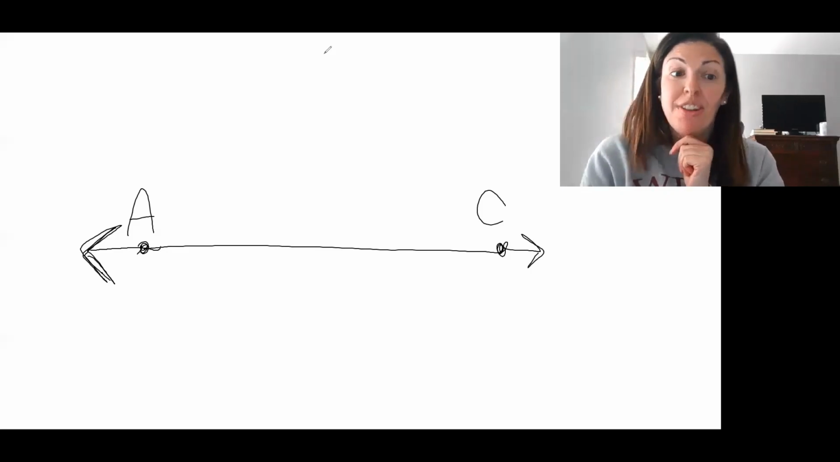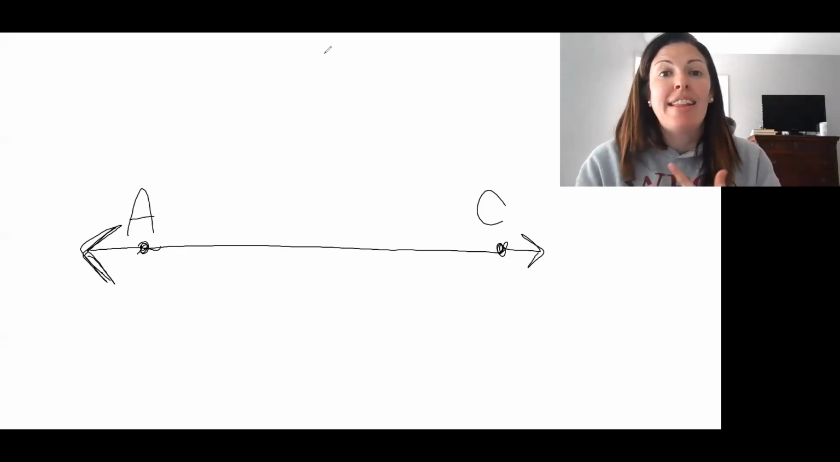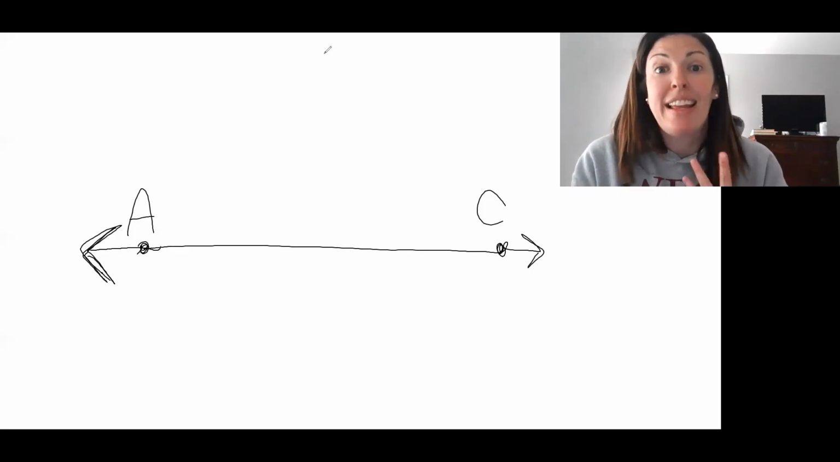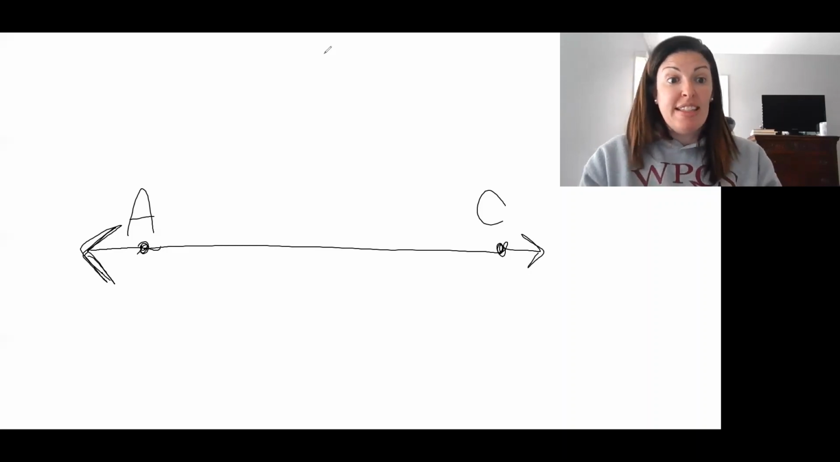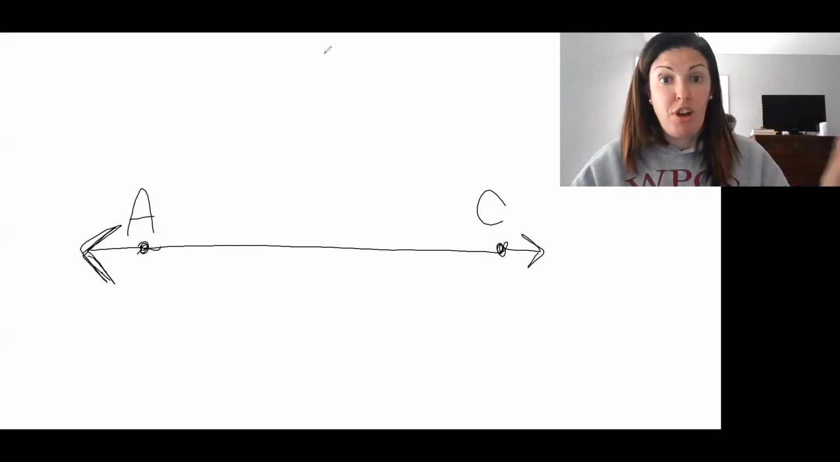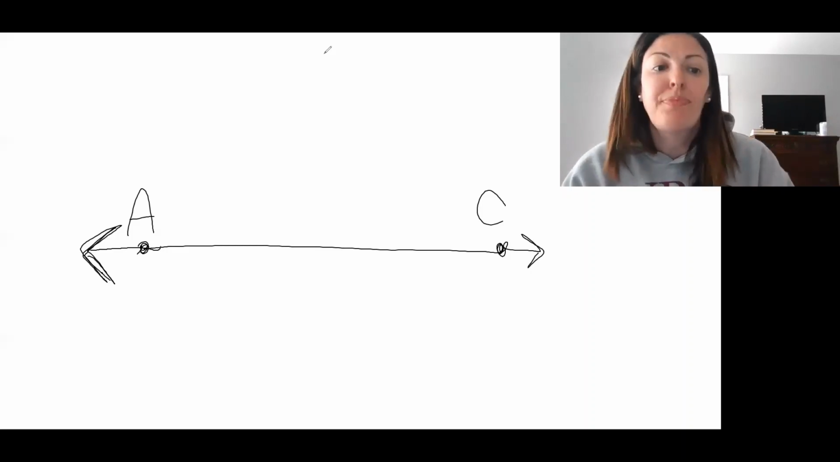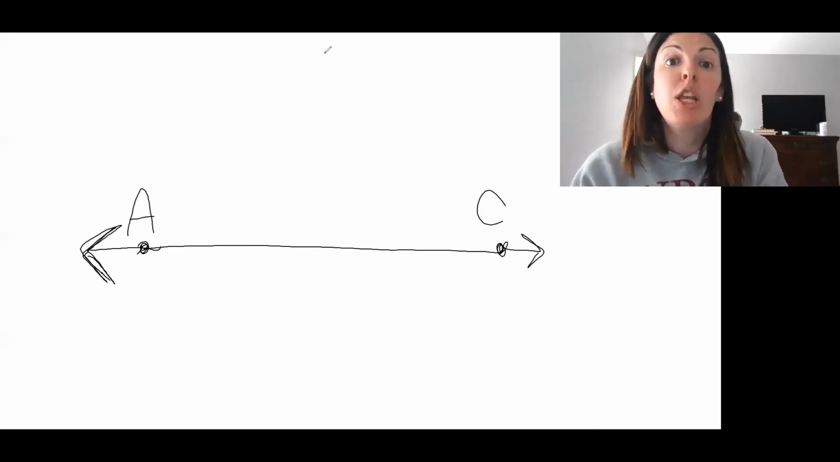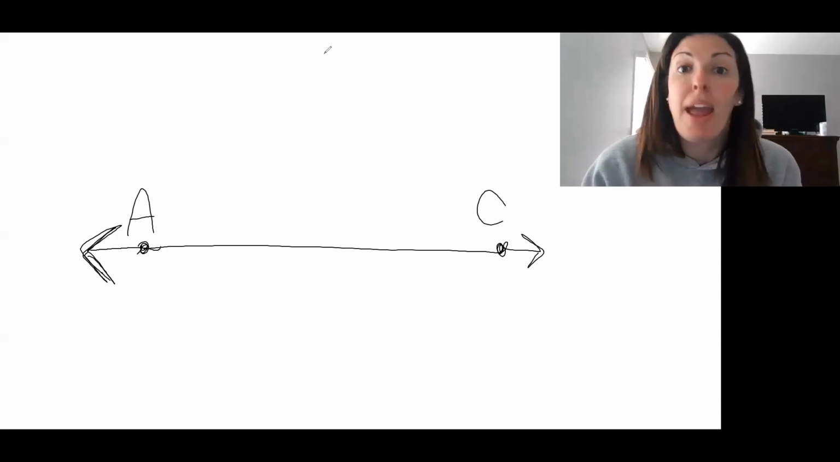You're correct. That is called a line. And the definition of a line in geometry is it goes on forever and ever and ever in both directions. And that's, like I said, what we symbolize with our arrows.